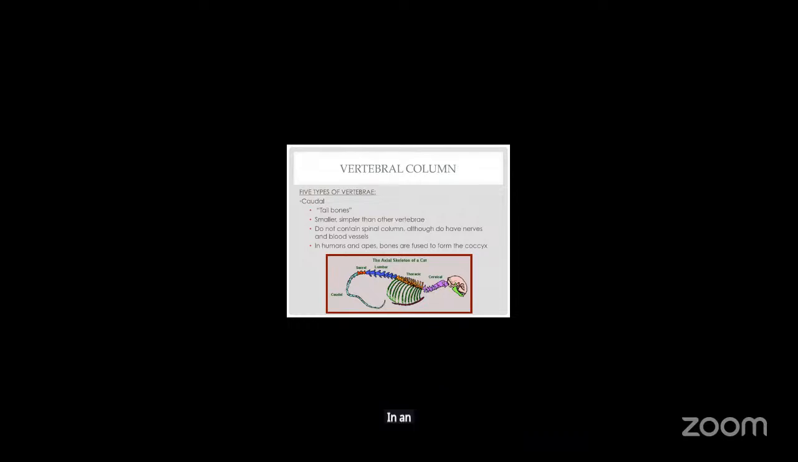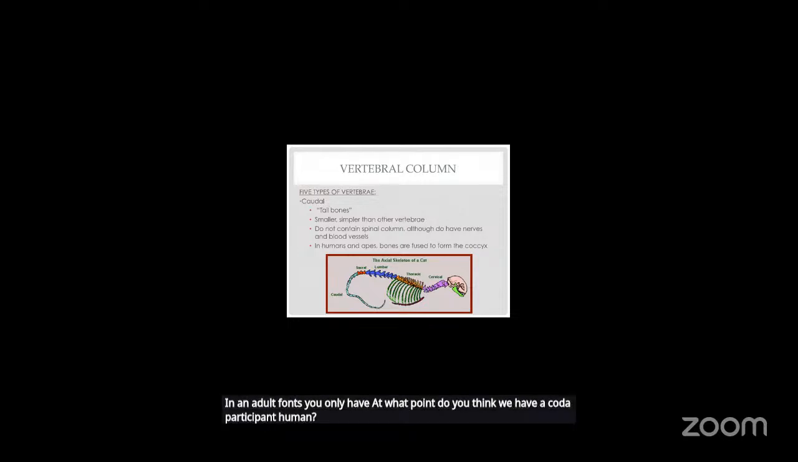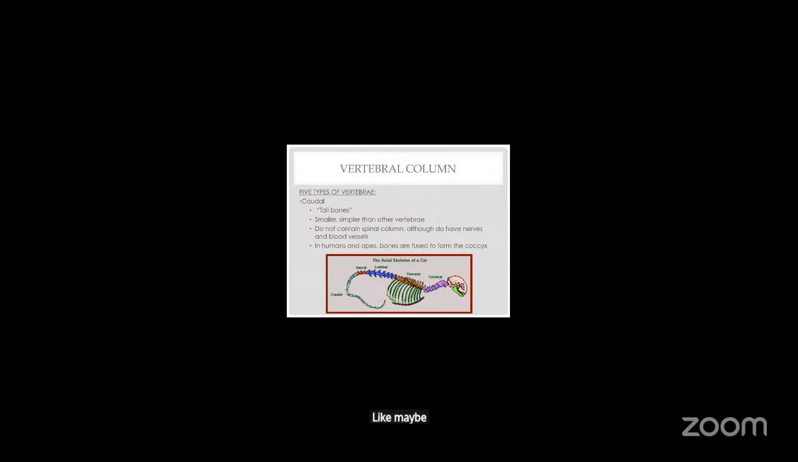At what point do you think we have caudal vertebrae in human beings? At the embryonic period, when the baby develops. But as the baby grows, even before birth, the bones become vestigial, and then they form what we call the coccyx in adult human beings. That's the correct spelling.